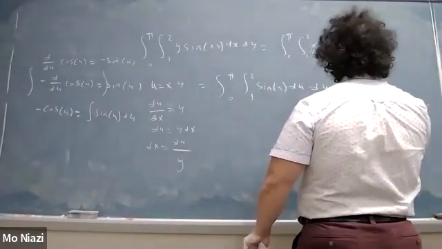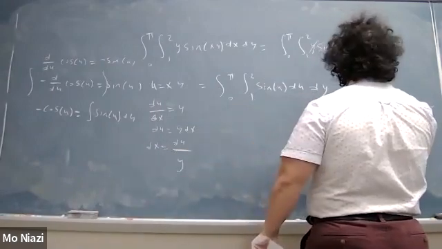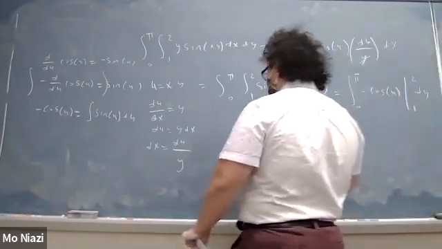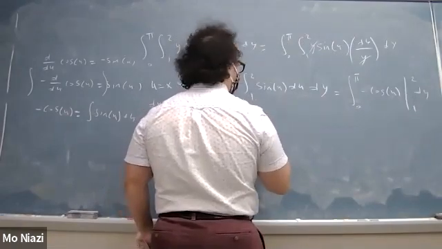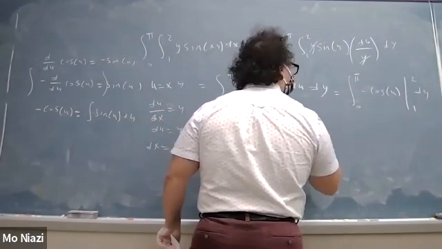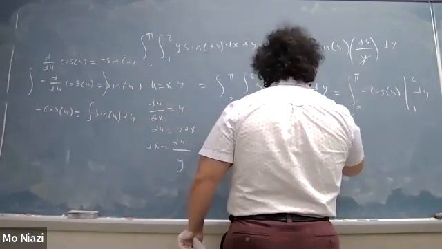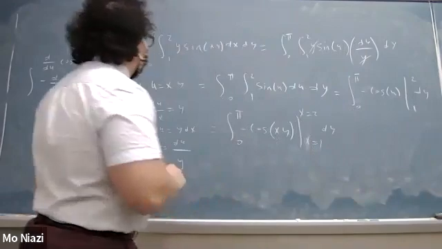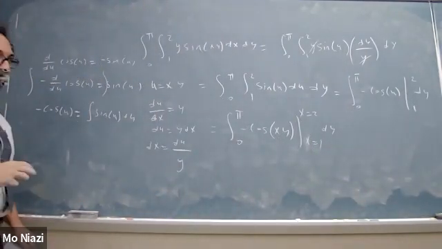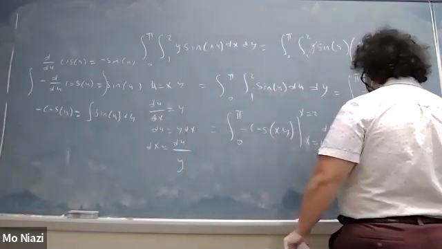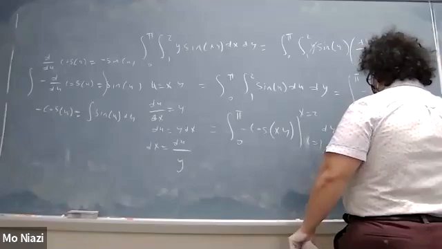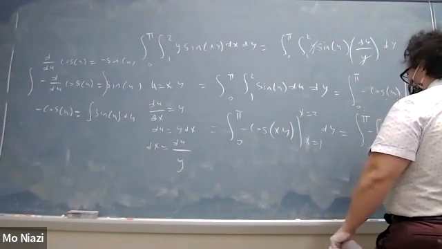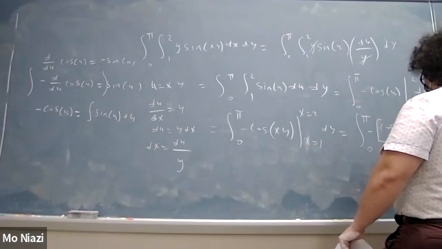And so this becomes the integral from 0 to pi of negative cosine of u, evaluated from 1 to 2, dy. And so we substitute the variable. So this becomes negative cosine of xy, evaluated from x equals 1 to x equals 2, dy. So this becomes the integral from 0 to pi of negative, and now we can factor out a negative. So this becomes cosine of 2y minus cosine of y, dy.